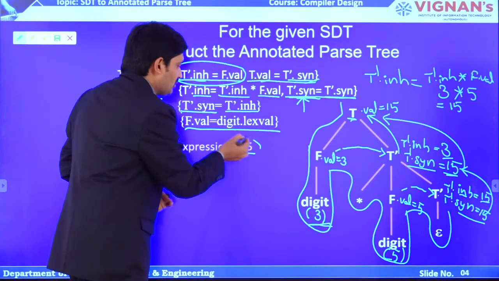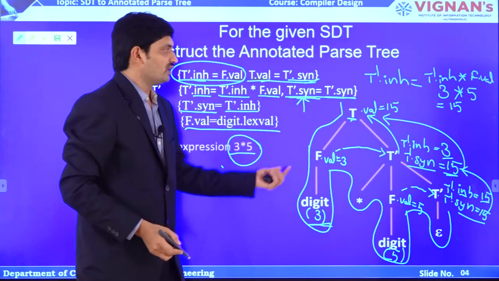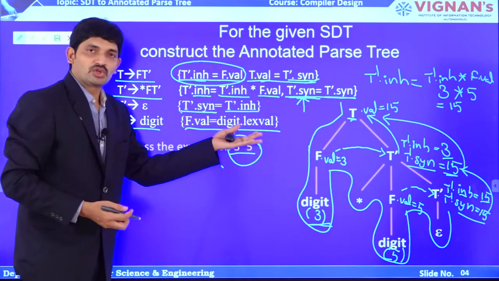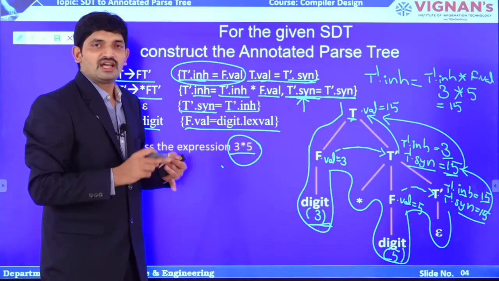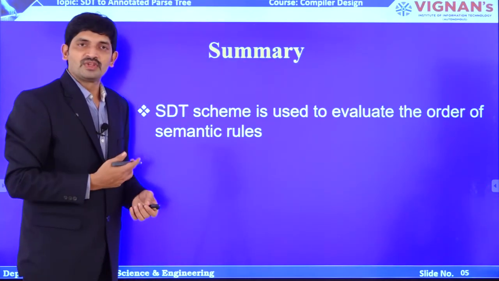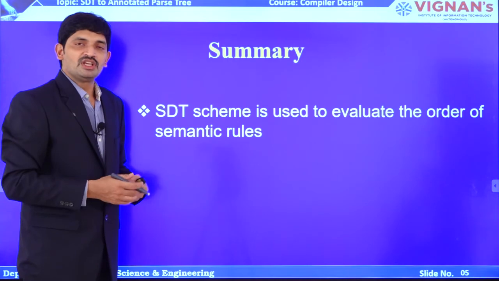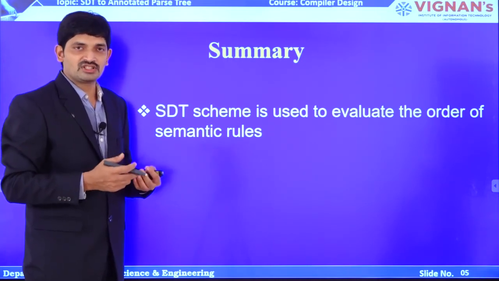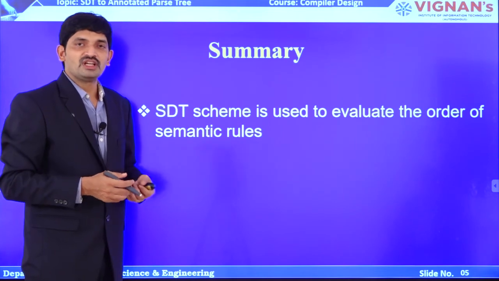By evaluating the 3 into 5, we got the value as 15, depending upon the evaluation of S attributed and L attributed SDTs. So, the particular SDT scheme uses the S attributed SDTs and L attributed SDTs to process the string 3 into 5.